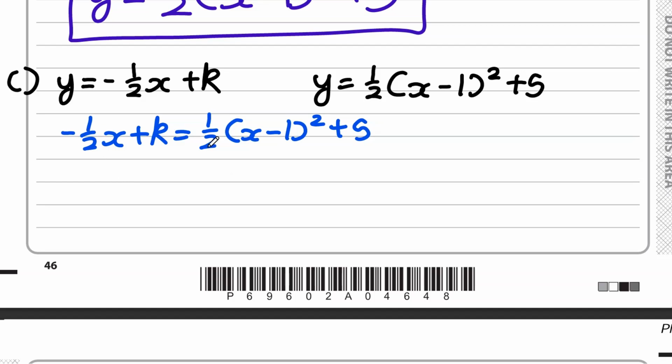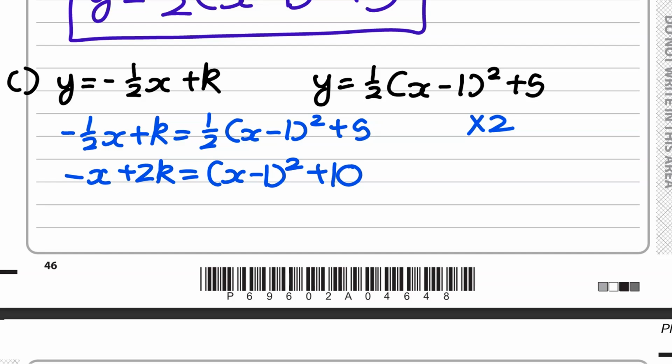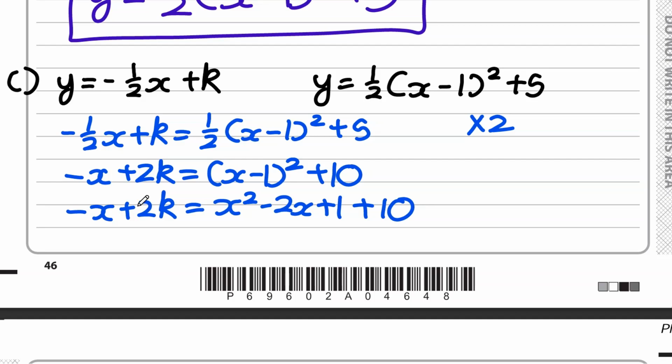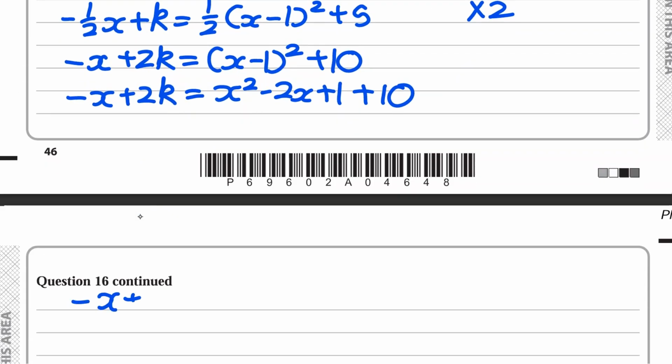Okay, so let's get this into the quadratic equation format so we can use the discriminant. Now we have these 2's in the denominator here, so to simplify this, let's multiply everything through by 2. So this minus a half x will become minus x, and this will be 2k, and this will be equal to, and then this half will go away and just leave us with (x minus 1) squared, and then 5 times 2 is 10. So we have minus x plus 2k. If we expand this (x minus 1) squared, it's going to be x squared minus 2x plus 1. Then we have the plus 10 on the end, so we can write this as minus x plus 2k is equal to x squared minus 2x, and then 1 plus 10 is equal to 11.